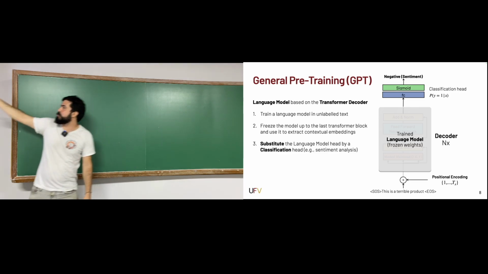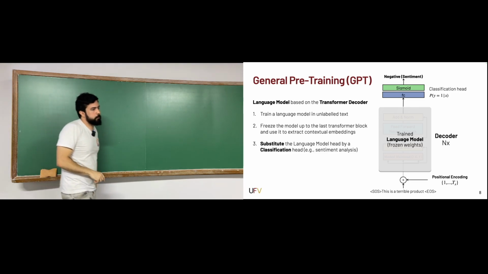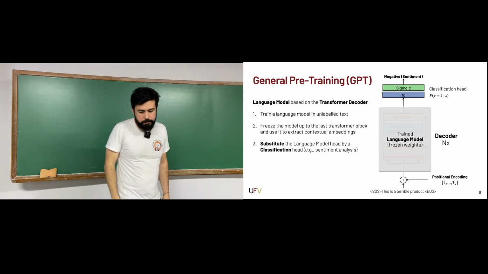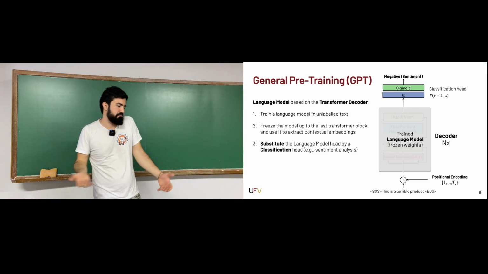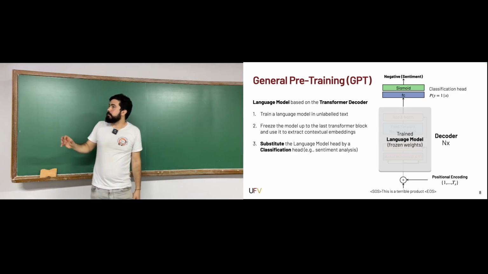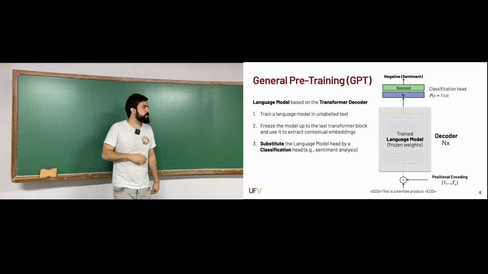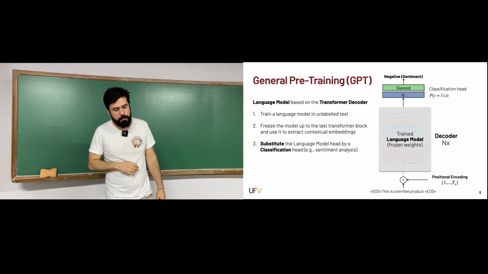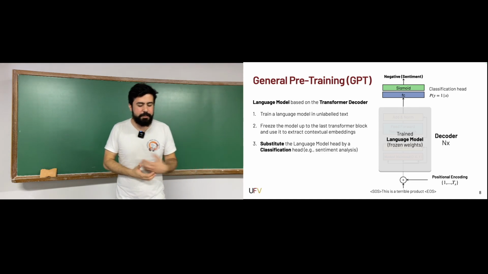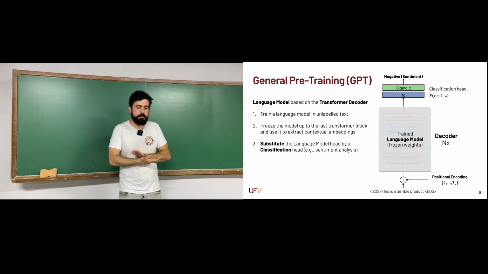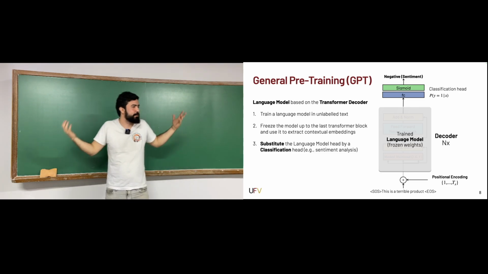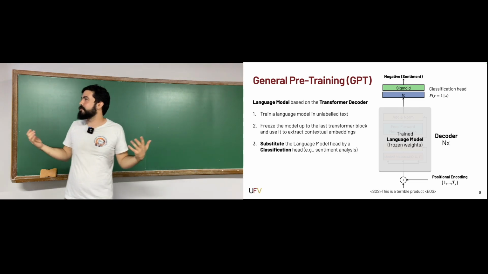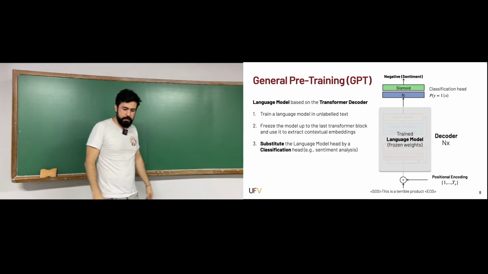You don't change the weights of this model. Obviously, you could if you wanted to. But the easiest, cheapest way to use these pre-trained models is by just using them as a word-to-vec. It's just a large word-to-vec that gives you contextual embeddings.